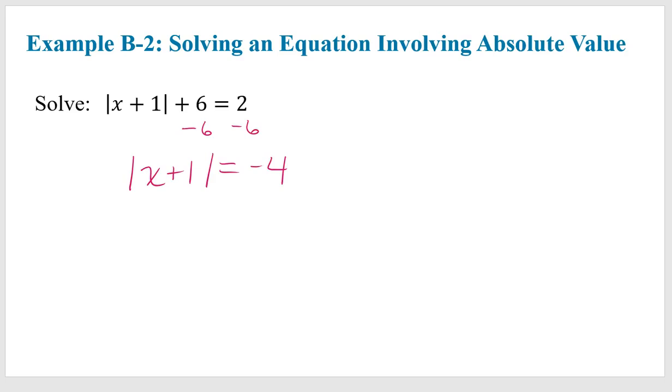Now, you could finish the question right now and not move on any farther, because you can never have an absolute value of a number equal to a negative. Absolute value is distance. Distance is always positive. So when you get to this point right here, you could stop and you could just say distance is never negative. So this problem will have no solution.